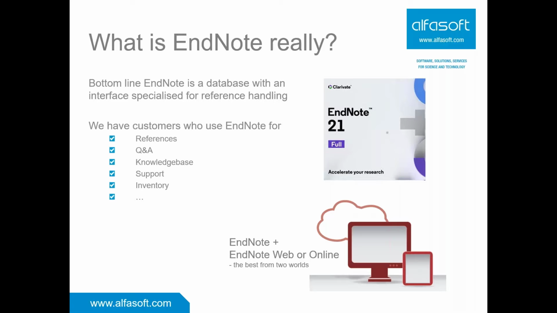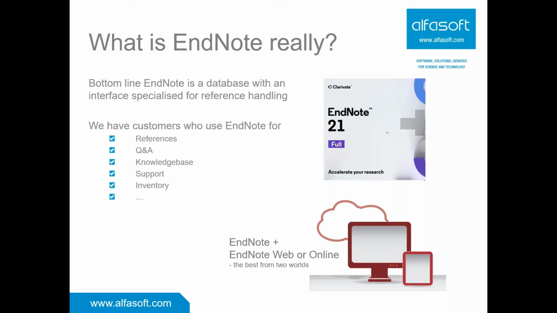And something that people tend to forget is that if you buy an EndNote license, for instance, then EndNote Web, or online, is included. So you get the best of two worlds. You can work locally on your computer, but you can also sync and work online just in a web browser, or sync down to another computer and have the same information available to you there.